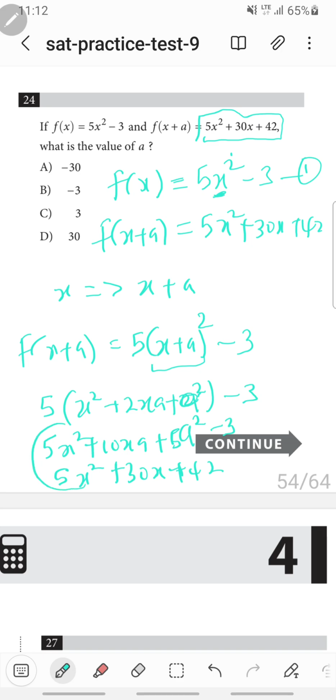So we compare the terms. This one doesn't have x. This term that has x, that is 10xa, is equal to 30x. Divide both sides by 10x, and our a will be 3.